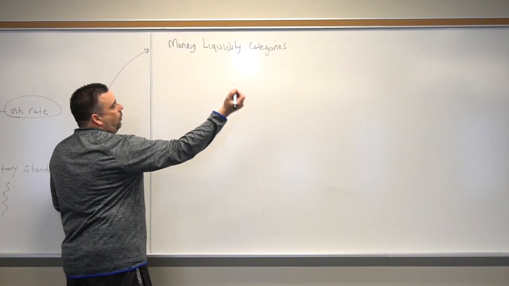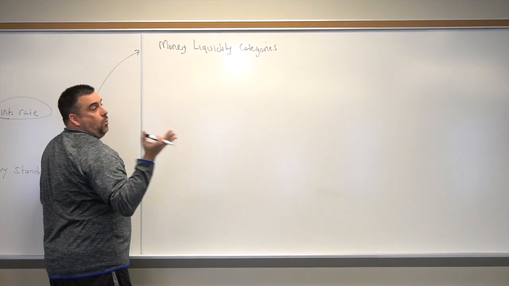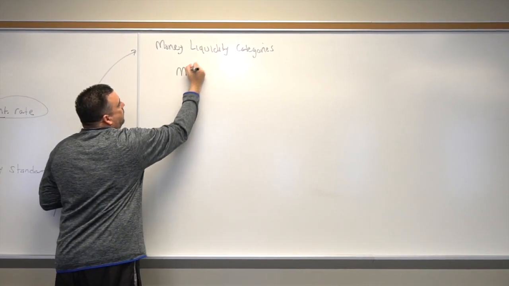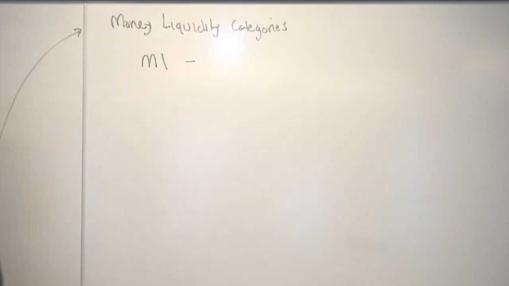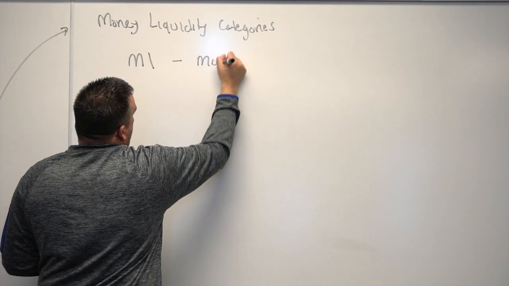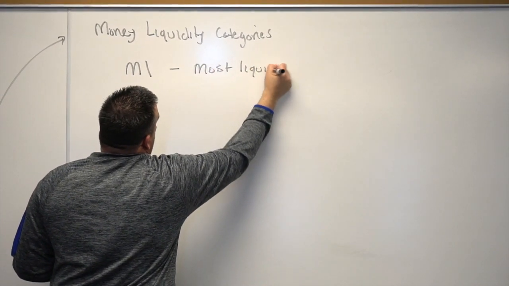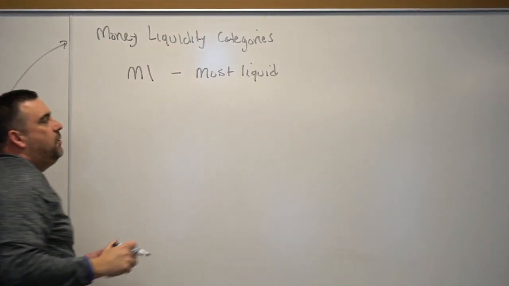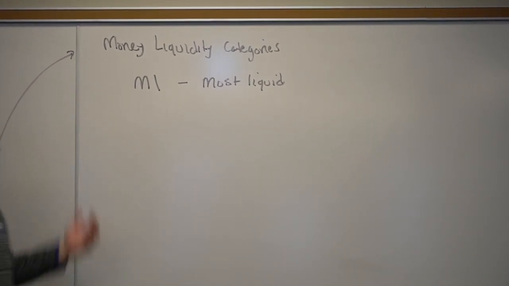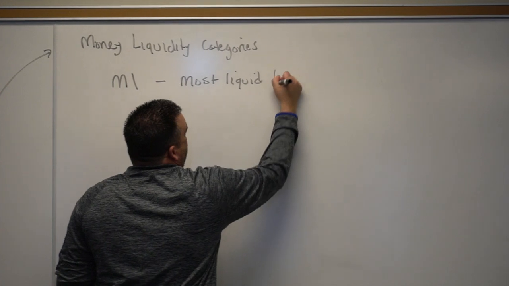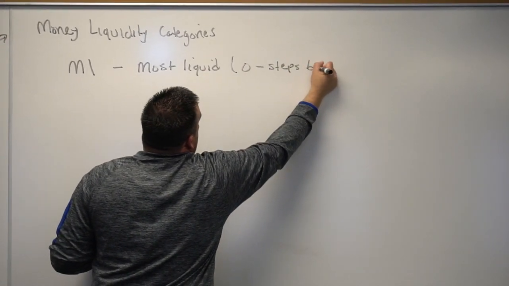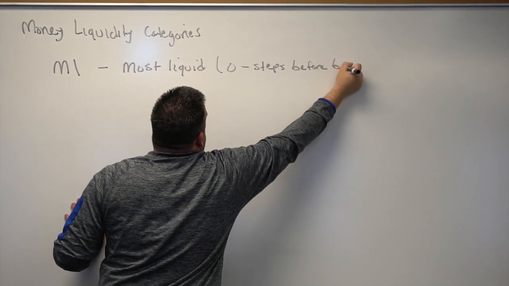Our first category, we call it money category 1, we're very uncreative, or we call it M1. M1 is going to be our most liquid. Again, effectively, we think about this as how difficult would it be to buy stuff with this. Effectively, there are usually 0 steps before buying.